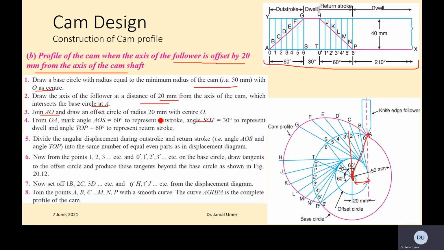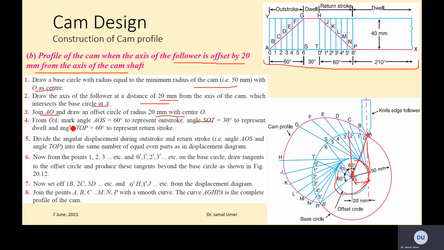Draw the offset circle of radius 20 millimeter with the center O. You draw another circle also. This one is the offset circle basically, right? Of course, when this distance is 20, the circle when you draw it will just touch this line basically.